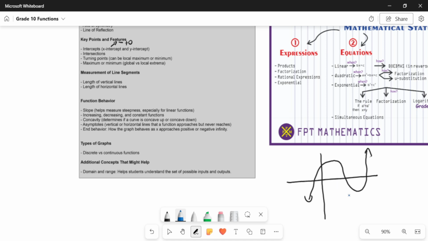And then when we talk about the minimum, we talk about a local minimum. So if we look at, let's say, this range of x values, this is the minimum value. But the actual minimum is here. We know it's minus infinity.